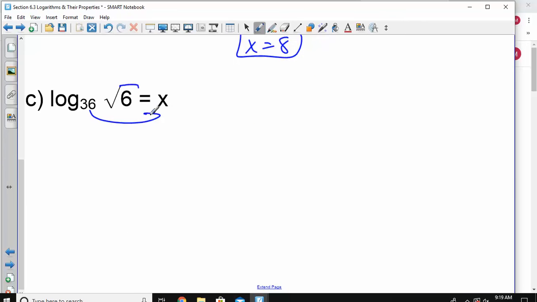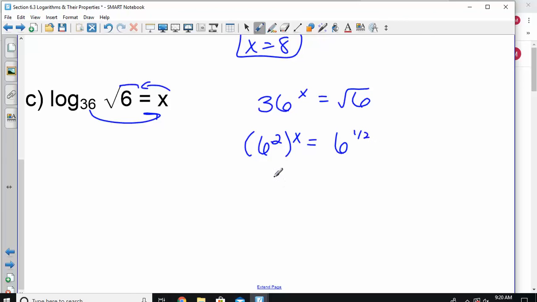C, this says 36 to the x power equals the square root of 6. I saw two options here. Some of you squared each side to cancel the radical and made it 36 to the 2x equals 6. And some of you just dealt with it. Either way is fine, but we have to get a common base no matter what. 36 is 6 squared. A square root is a 1/2 power. So 2x equals 1/2 and x is 1/4.